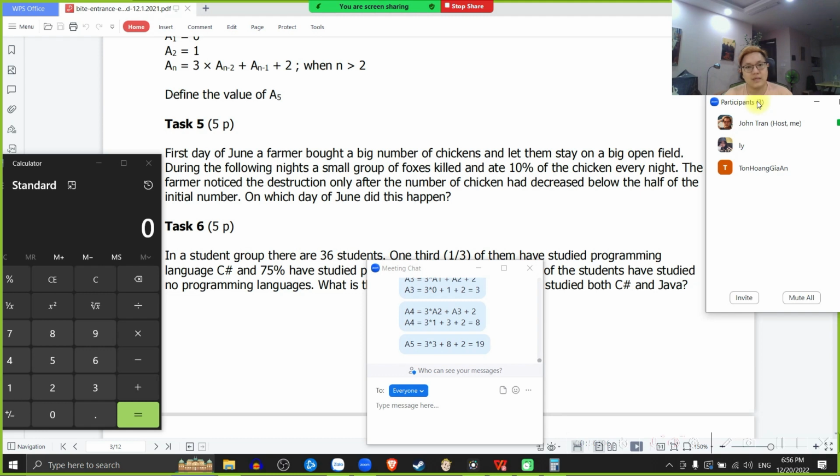Bây giờ vào cái đêm thứ hai mới mất 10%, tức là còn 90. Vào đêm thứ ba là còn 80, đêm thứ tư là còn 70, đêm thứ năm là còn 60, đêm thứ sáu là còn 50, đêm thứ bảy là còn 40, thì cái ngày hôm sau là ngày thứ 8 thì người nông dân mới nhận ra nó dưới một nửa rồi. Cho nên là ngày thứ 8 của tháng 6 điều này mới diễn ra. So it's on the 8th day of June. This is what happened. Mọi người hiểu không? You understand this one, no?